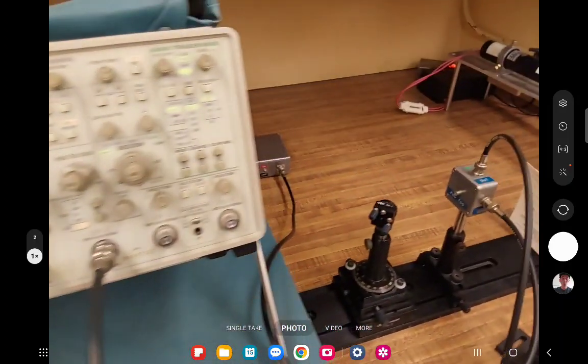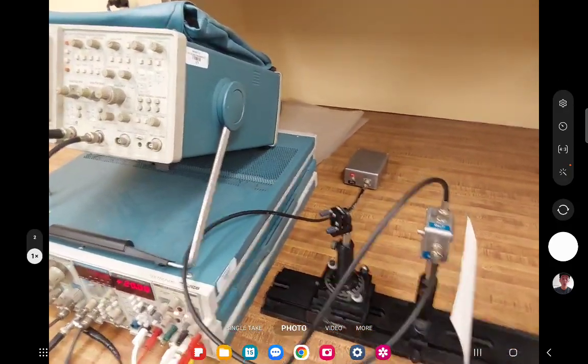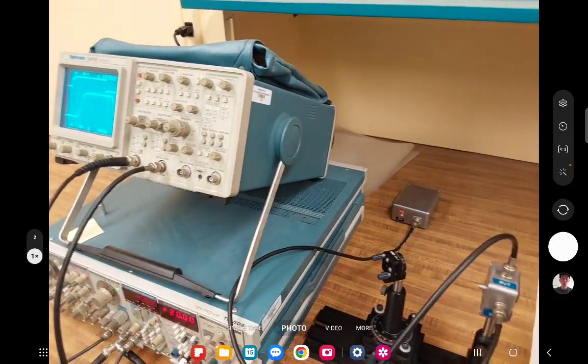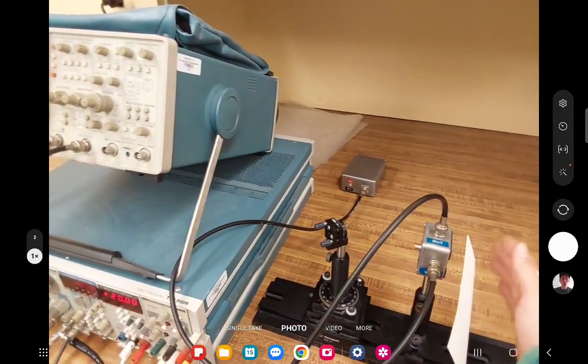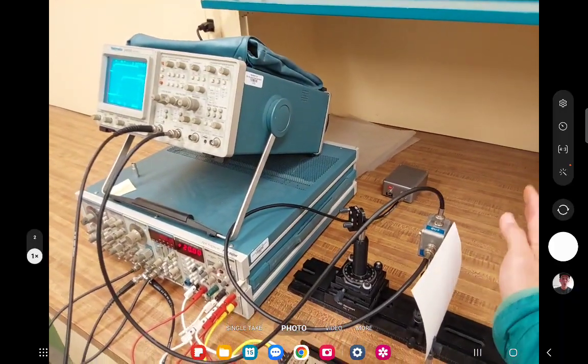And you can see that if I block the light over here, you can see it on the trace, right? This is me blocking the light. It's really hard to do this. Yeah, you can see it.